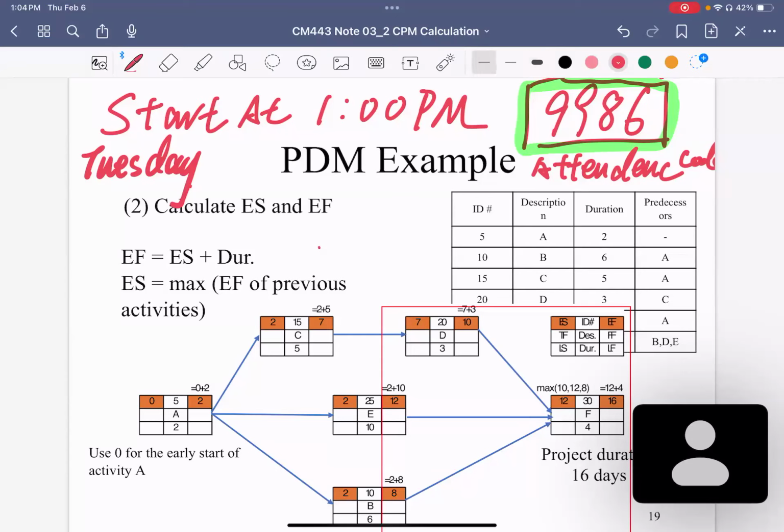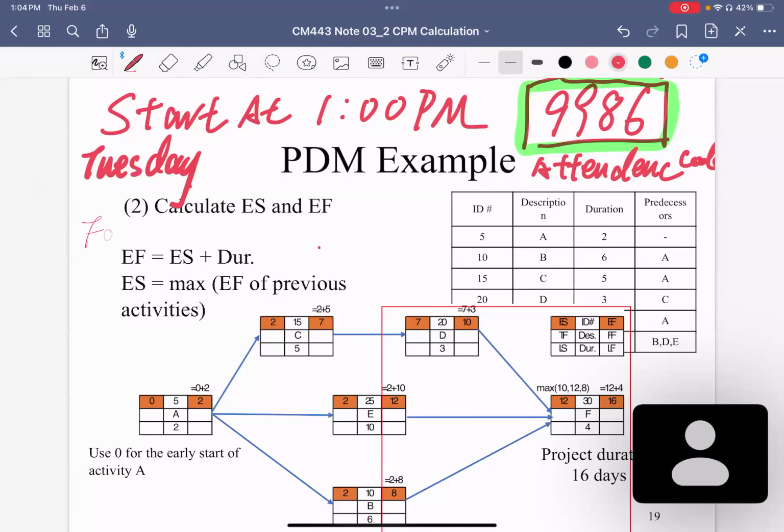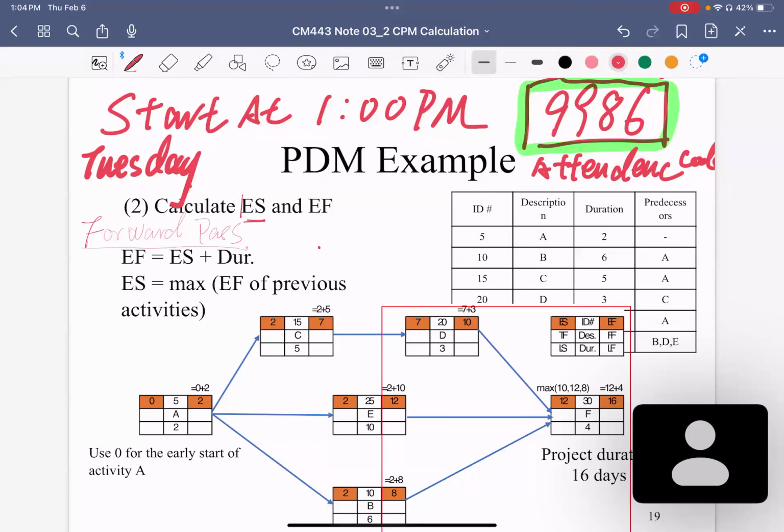On Tuesday, we did the forward pass, right? So we call it forward. We did a forward pass, and the forward pass is going to determine the early start time and early finish time. So these are the two things we already learned: how to perform the forward pass to determine the early start time and early finish time.